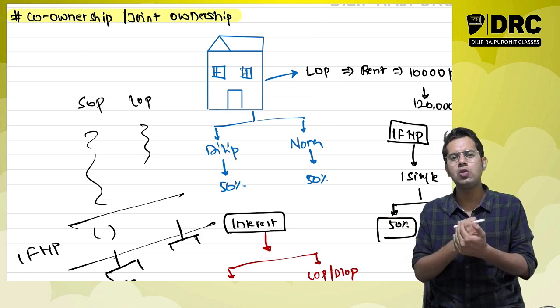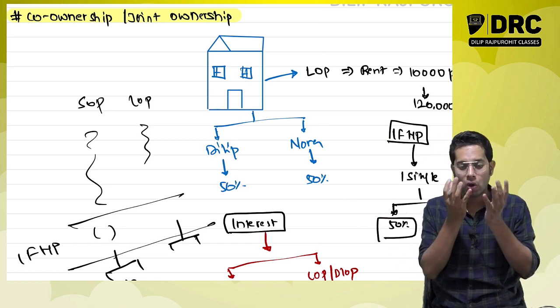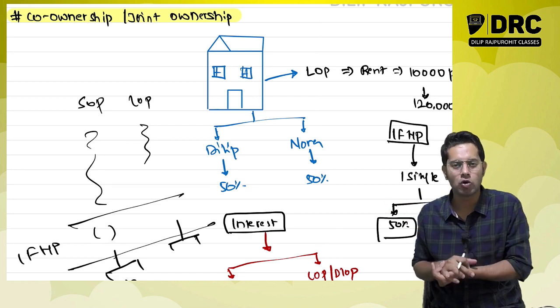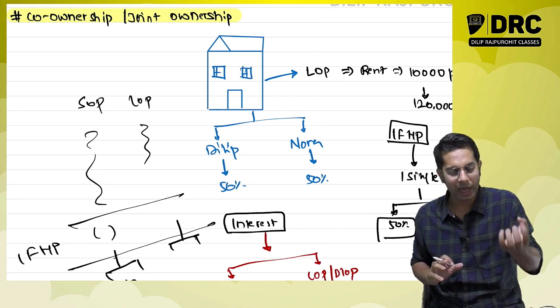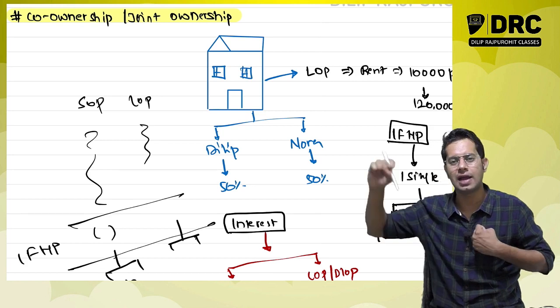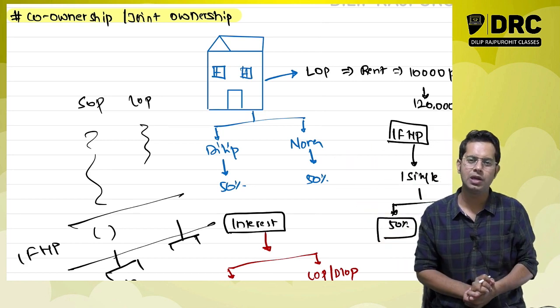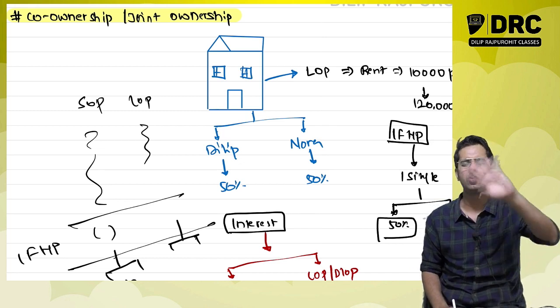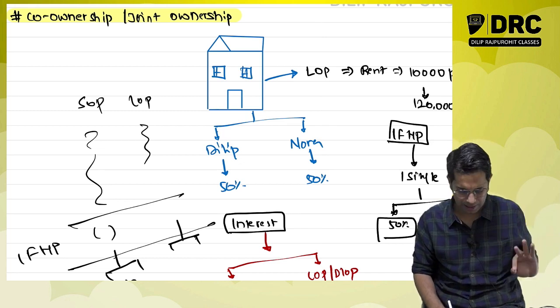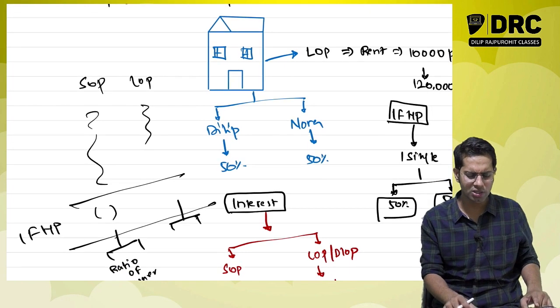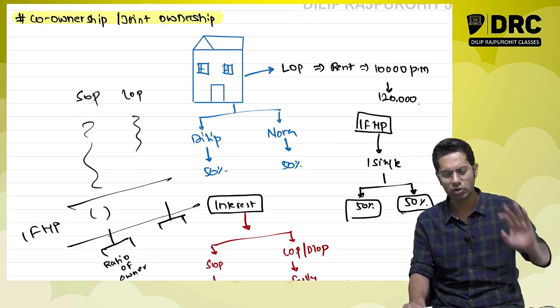Now sir, how will you compute the income from house property? In whose hands will the income from house property be taxable? Will it be taxable in Dilip's hands or in Nora's hands? Now the law says you don't have to worry, you don't have to think hard on this particular point.